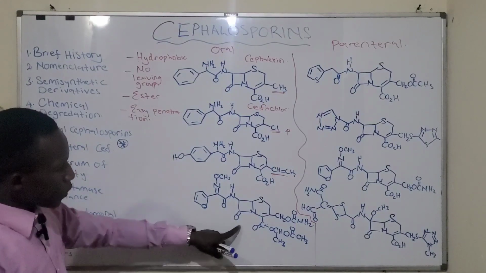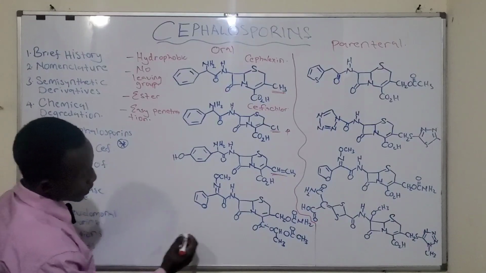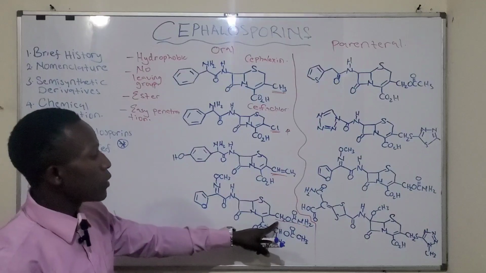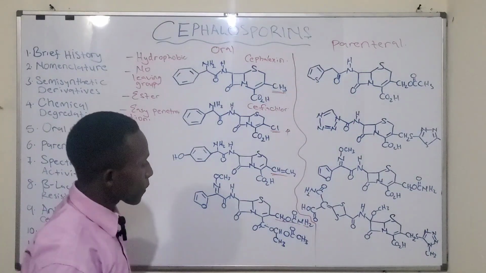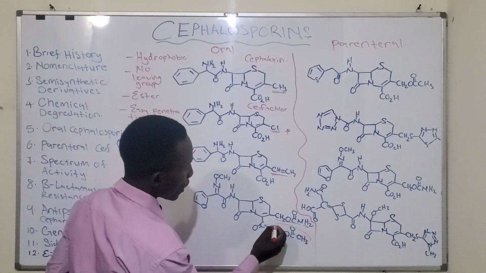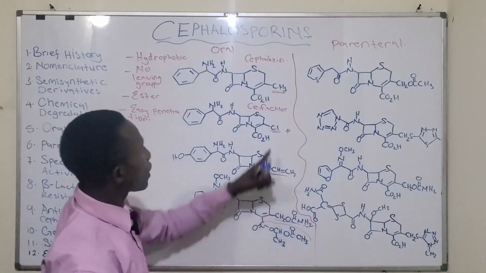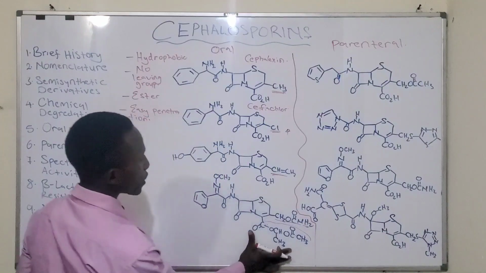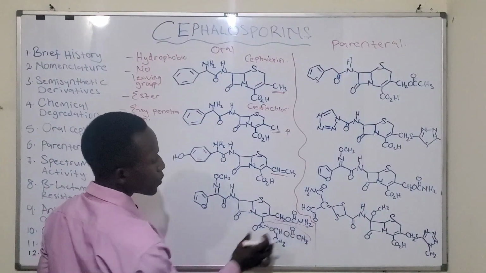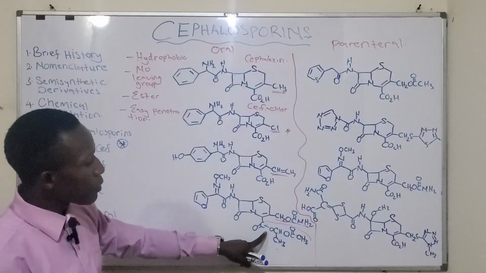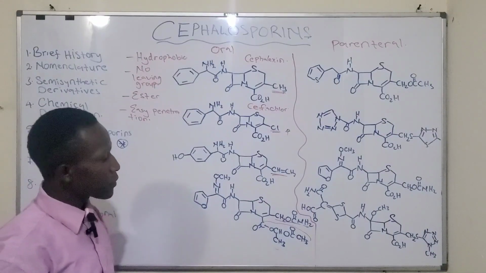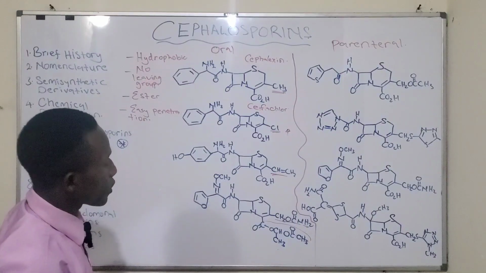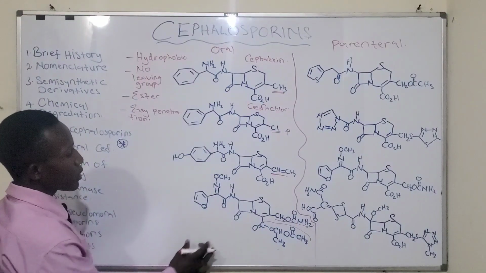Now, when it comes to this one, this group is a leaving group, meaning that it is unstable in the acid of the GIT. But we have an ester here. We replace the H group with this group. Now, this one is an ester, meaning that it can compensate for this. So this ester will be stable in the GIT, but when it reaches the plasma, it will be hydrolyzed by esterases, meaning that it can be given orally.